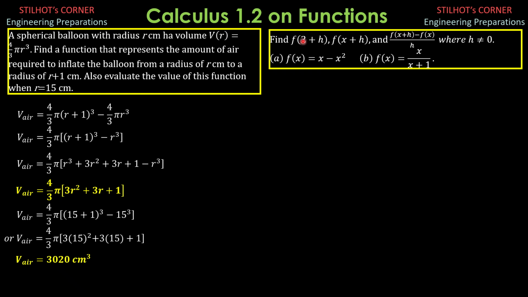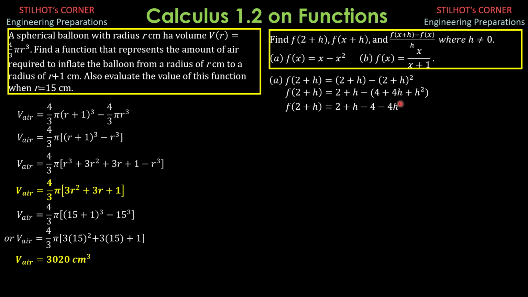f(2 plus h) is simply 2 plus h minus (2 plus h) squared. Let's simplify this second term. So 2 plus h minus (4 plus 4h plus h squared). So this is simplified further into 2 plus h minus 4 minus 4h minus h squared. So that f(2 plus h) is negative. Let's begin with the highest degree: negative h squared minus 3h minus 2.